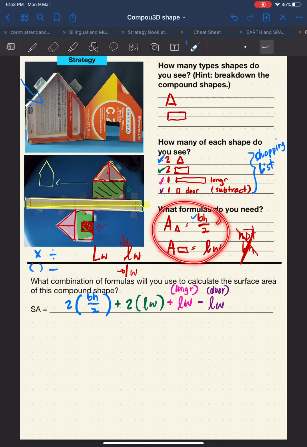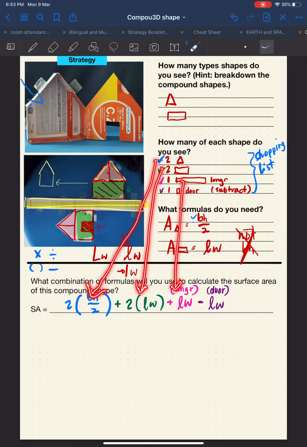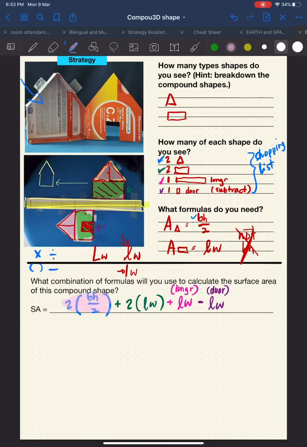And these are the formulas. See, I just put in the formula. I just copied my shopping list. 2 triangles, 2 rectangles, 1 long rectangle, and subtract the door. That's it. Then all you need to do is to solve by substitution. Okay? So pretty much a lot of you were able to get the correct measurements for the triangle, for the rectangle, and for the door.